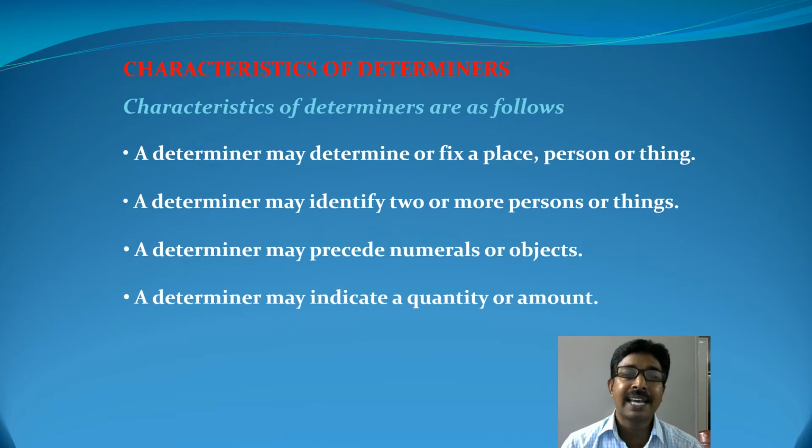Now, what are the characteristics of determiners? A determiner may determine or fix a place, person, or thing. A determiner may modify two or more persons or things. A determiner may precede numerals or objects. A determiner may indicate a quantity or amount.